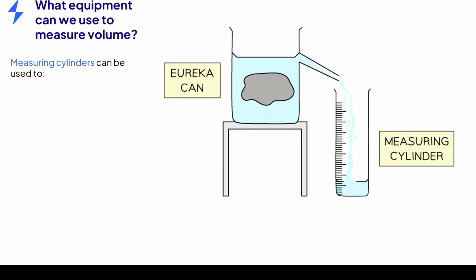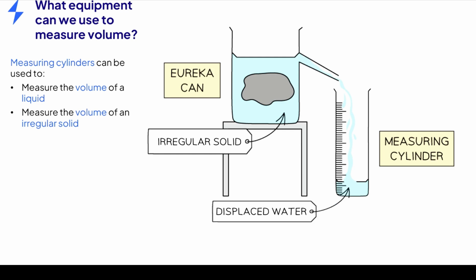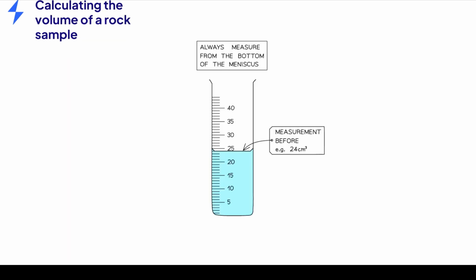A measuring cylinder tells us the volume of the liquid inside it. An irregular solid is placed inside the eureka can. Its volume is equivalent to the volume of the water displaced. The height of the liquid in the cylinder increases by the same amount as the volume of the object added. In this example, we can find the volume of an irregular shape.